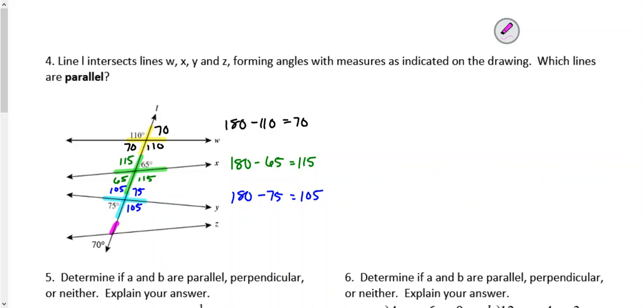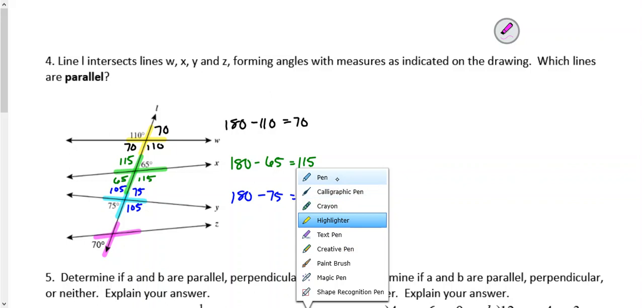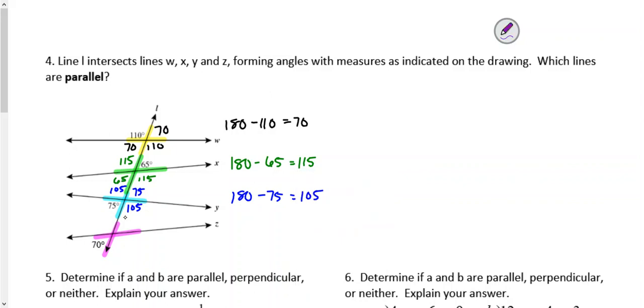And finally at the end, I have 70. So across from that is also 70. Take the 180, subtract what you know, and you get 110. Now, looking at these lines, the only two that have the same numbers are W and Z. So we can cross out Y and we can cross out X.